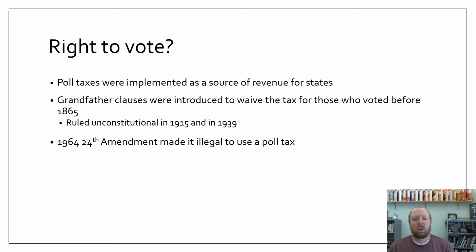Even though they had the right to vote, work was done to try to suppress their vote. And it worked. It really did suppress their vote, that they were not able to do this. It wasn't until 1915 that this was ruled unconstitutional. Slight variations continue this practice till 1939.